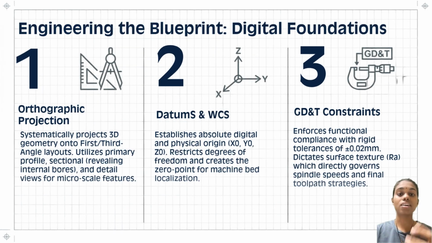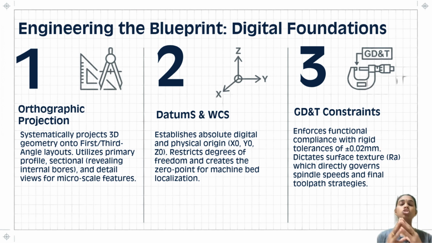Before machining starts, a proper engineering drawing is needed. Let's see in this slide the three most important foundations. First, orthographic projection, which converts the 3D model into 2D views with complete dimensions for manufacturing. Second is the datum and the work coordinate system. This sets the reference point and machine zero position to ensure accurate machining.